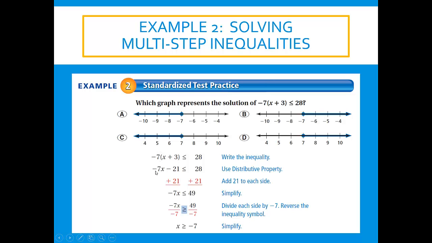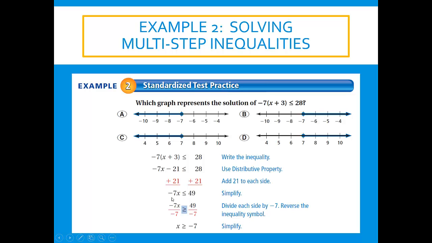So we use the distributive property. We have negative 7x minus 21, and that would then be less than or equal to 28. Now we'll solve this just like we did the previous problems. So we'll add 21 to both sides, and we'll get negative 7x is less than or equal to 49.